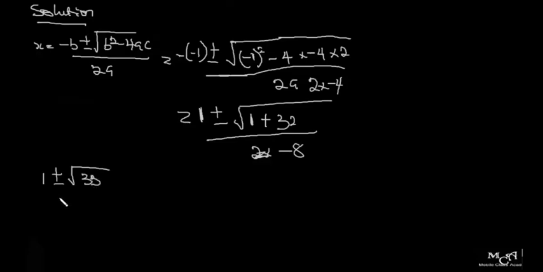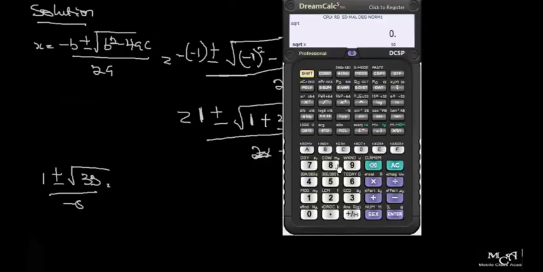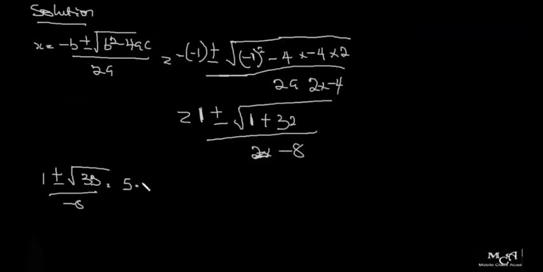So we have 1 plus or minus square root of 33 over minus 8. So what is square root of 33? Let's use our calculator. Square root of 33. So that's 5.75.